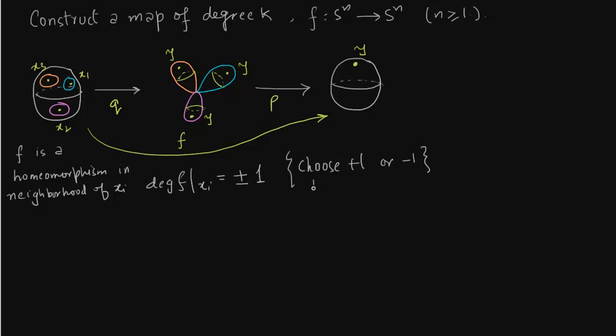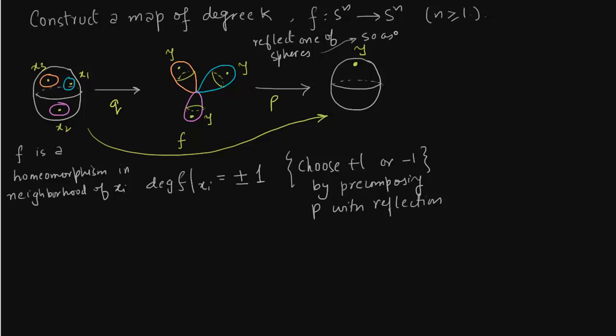If we have to do plus 1, we don't have to do anything, but if we have to take one of the degrees as minus 1, then we take the corresponding sphere in the wedge sum and reflect it. You have to reflect it before you compose with P. A different way of saying it is that you pre-compose with a reflection. So I will write this down. You reflect one of the spheres whose degree you want to make minus 1.